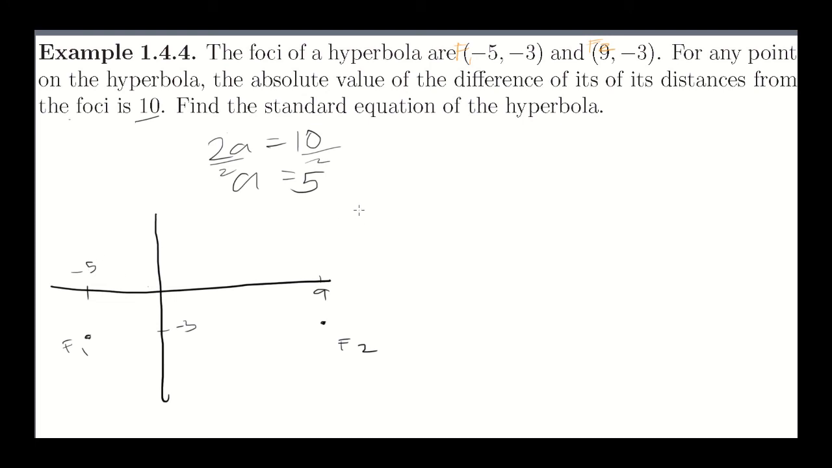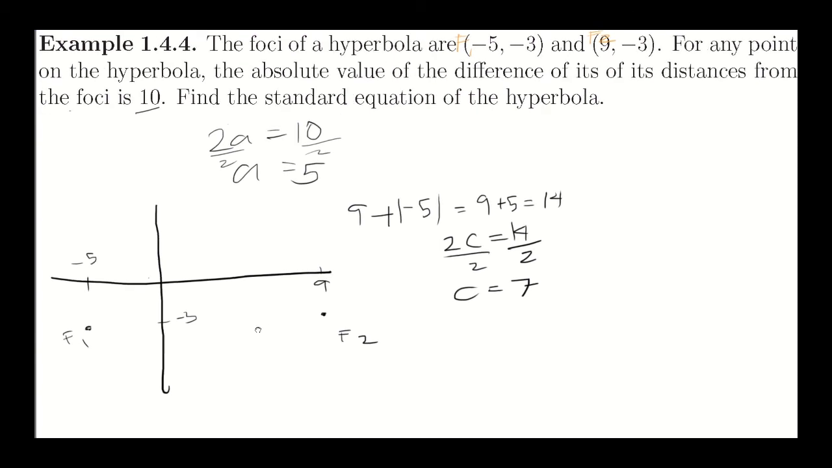To get the center, we have 9 minus -5, or we can have 9 plus the absolute value of -5, which equals 9 plus 5 equals 14. So the distance between focus 1 and focus 2 is 14. That means 2c is equal to 14. So 2c is the distance between the foci, and c is the distance between a focus and the center. So we divide by 2, so c is equal to 7.